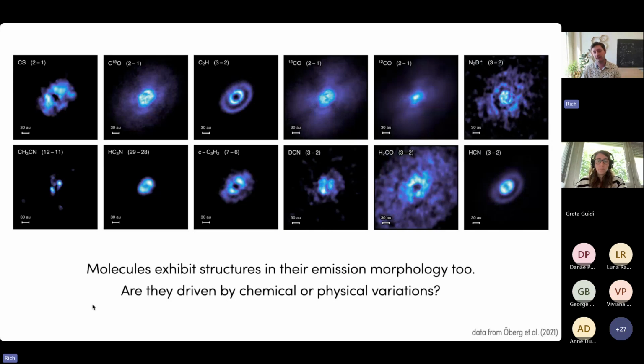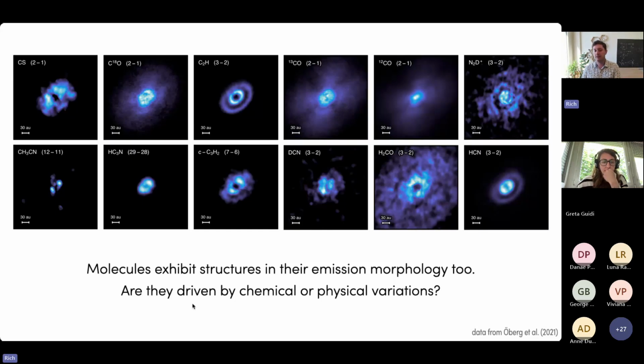So again, this is HD 163296, and we're just looking at the integrated intensity here. And you can see, depending on the molecule that you're looking at, you see very different morphologies. Things like C2H show these really nice, well-defined ring structures. The CO isotopologues just seem to be everywhere. They don't show a lot of underlying structure. We see some that are very small and compact, very close to the star, and then we see some that are much more extended.